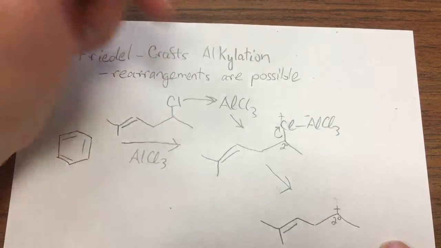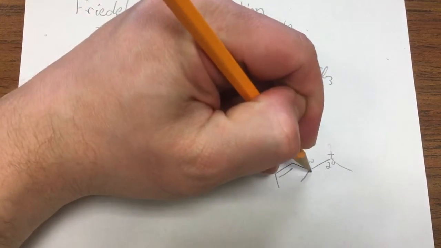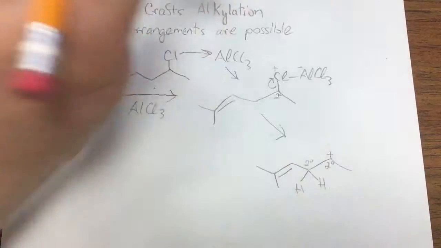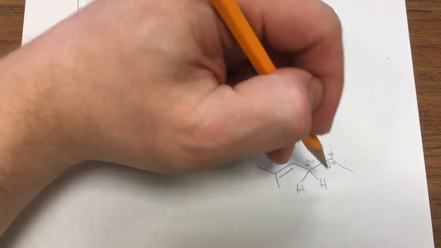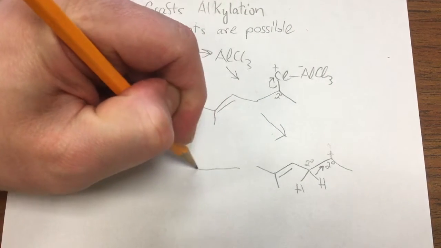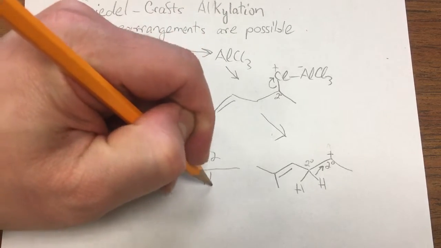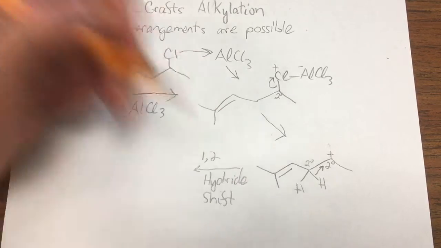Here's the tricky part. That's a secondary right by a secondary. But this position right here is an allylic position that's resonance stabilized with the double bond right there. So since that's resonance stabilized, it's more stable than just a tertiary. So what you see is this will move over here. And this is the 1,2 hydride shift that we learned about last semester.